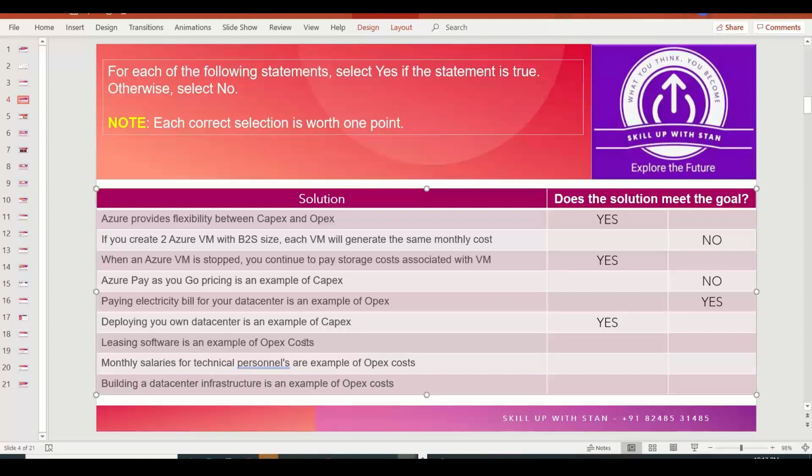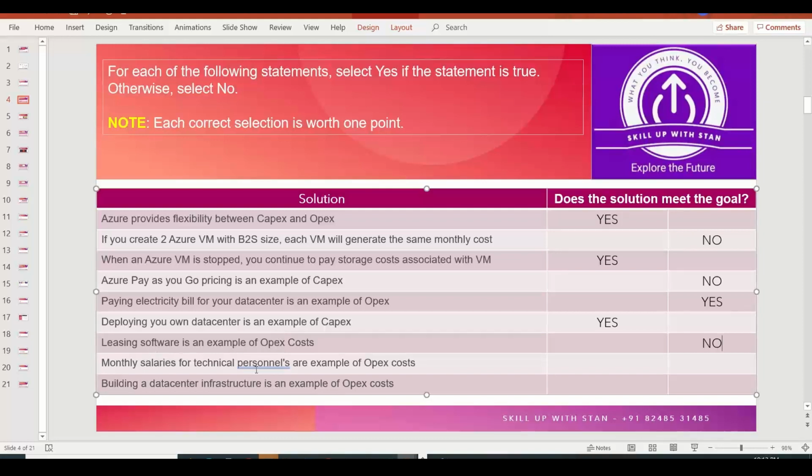Leasing a software is an example of operational cost. So no, leasing a software is an upfront investment. Okay, so you have to lease the software. So it is not an example of operational cost. So this is answer no. Leasing software is an example of capital expenditure.